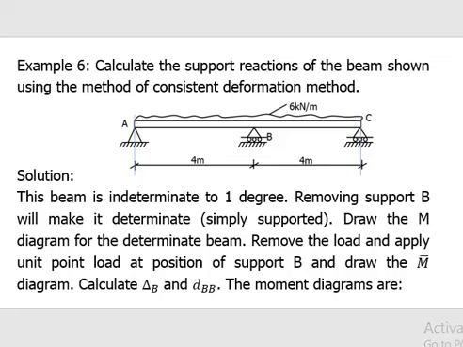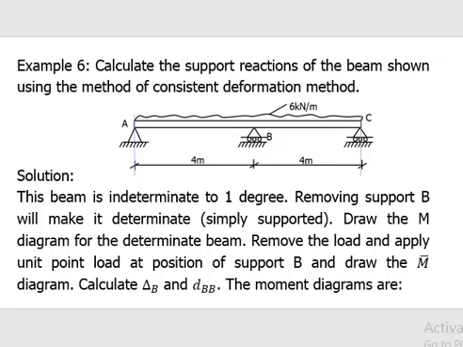This is example number 6. Calculate the support reaction of the beam shown using the method of consistent deformation. It's a beam of 3 supports that is indeterminate to 1 degree. The middle support is redundant. This beam is indeterminate to 1 degree.